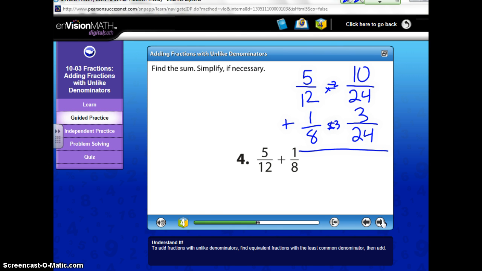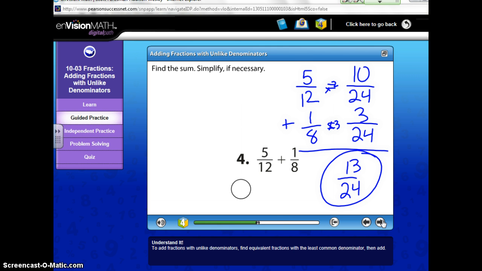Okay, so now who can add these two fractions for me? Natasha? 13 over 24. Am I okay, or can I simplify? No. Nothing to simplify, because 13 is a prime number, and it won't go into 24. So we're done.